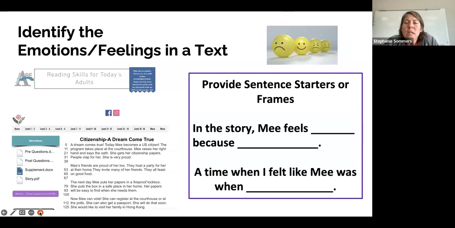Reading Skills for Today's Adults. That free resource developed right here in Minnesota that I know people are very familiar with. If you haven't looked at it in a few years, you might not know that it too has been updated, and there have been some supplementary resources added. So here's one that I pulled, Citizenship, a Dream Come True. I might read this with my students and then try some sentence starters or sentence frames. In the story, blank feels blank because blank, right? Who can skim that story and show me a complete sentence in the chat?